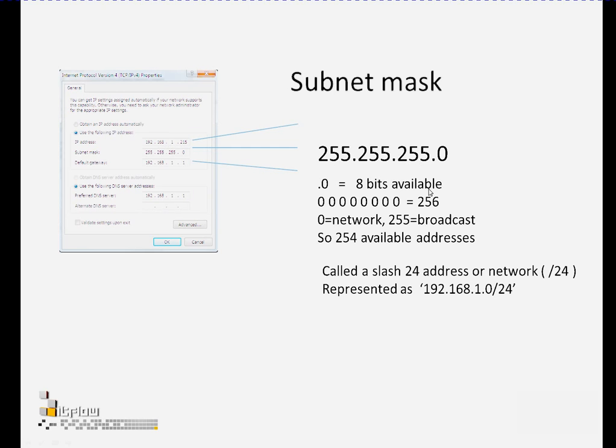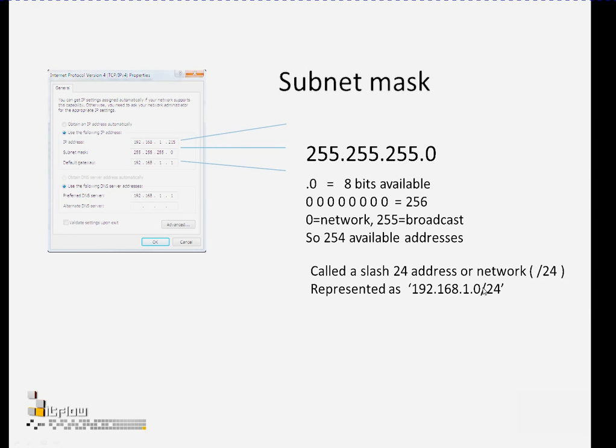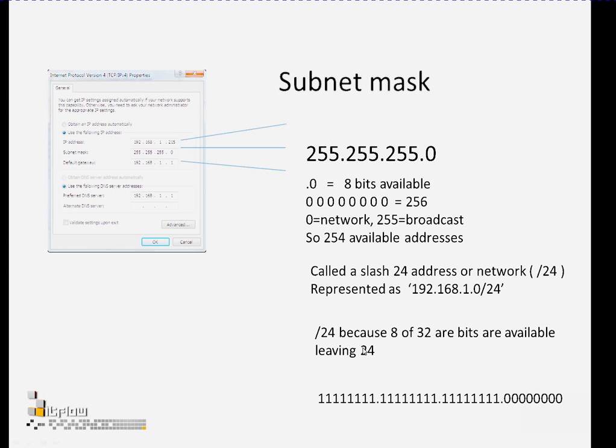Now this is known as a /24, usually represented like this, the IP address of the network with a /24 after it. Why is it known as a /24? Because out of 32 bits, 32 zeros, there's 8 here, 8 here, 8 here, and 8 here. 8 of them are available, so the other 24 are spoken for, hence the /24.